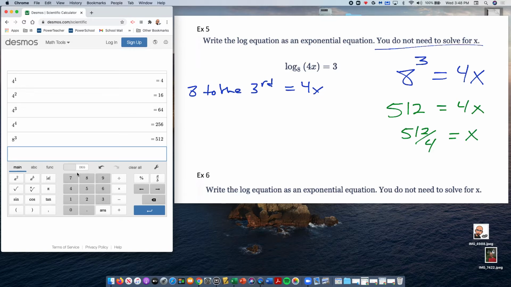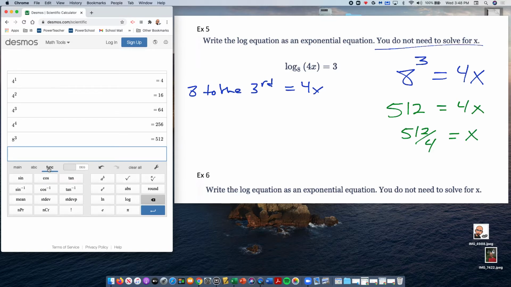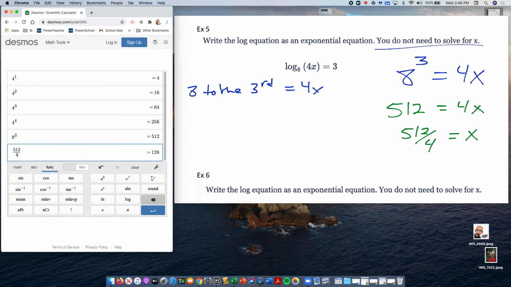Now I actually can put this into this Desmos calculator. So one way I could do it is let me make sure. Actually, it's not going to let me do a different base for logs, so forget that idea. Anyway, that's how I could solve it. I could do 512 divided by 4 equals 128, so x equals 128. Okay, so that's how you could solve that.